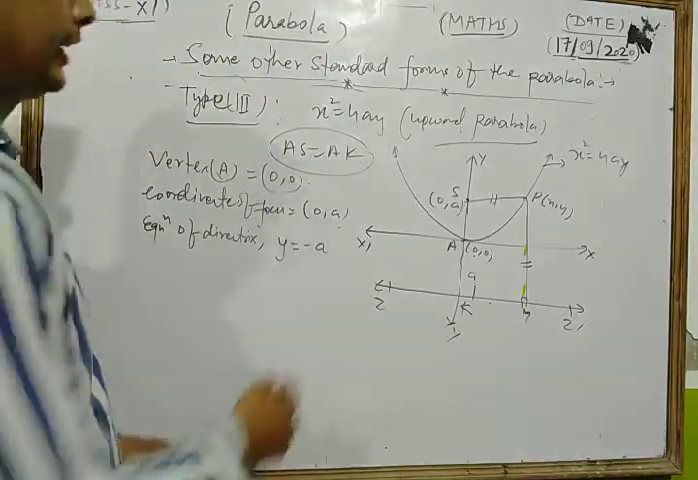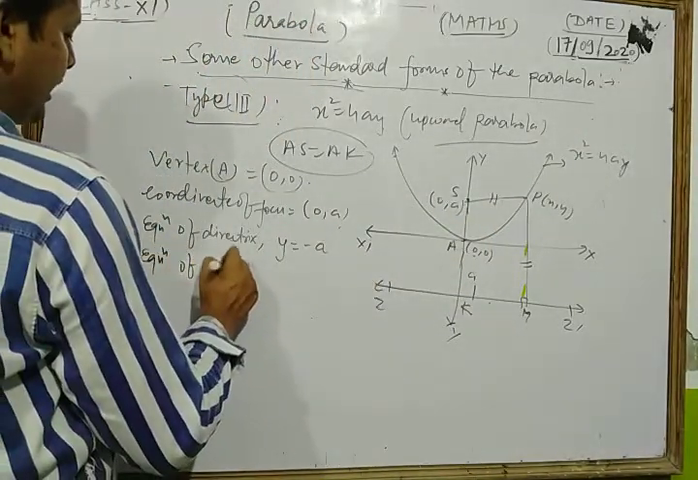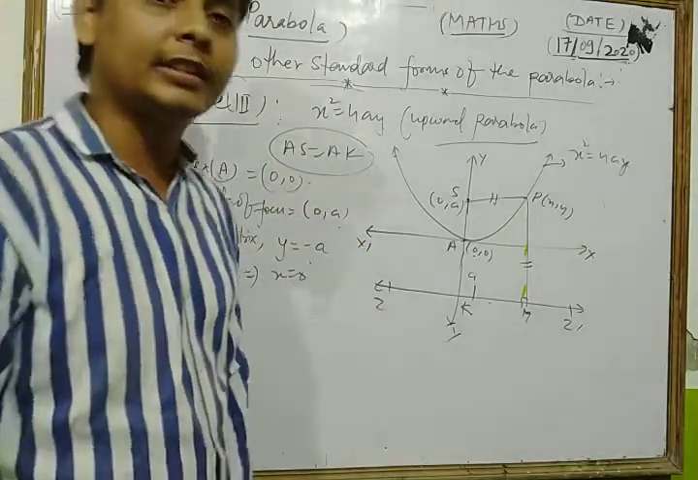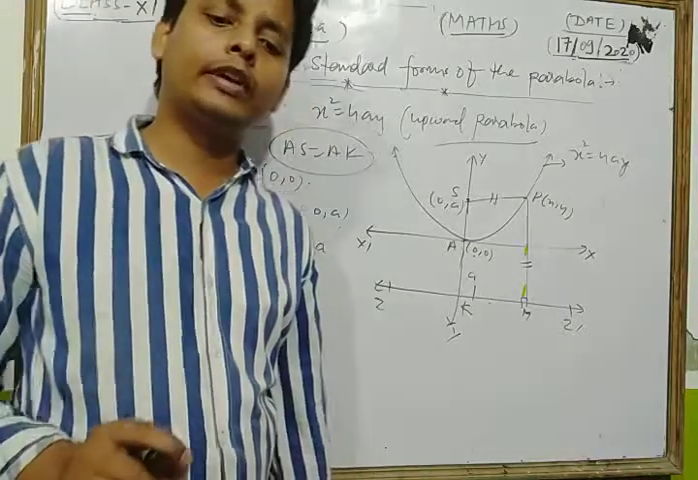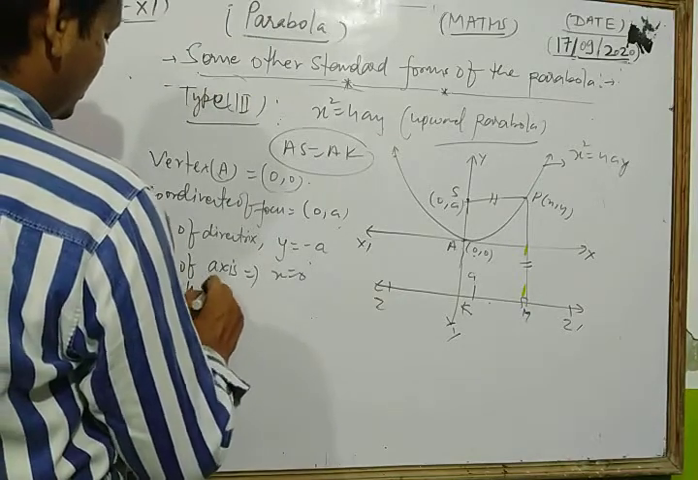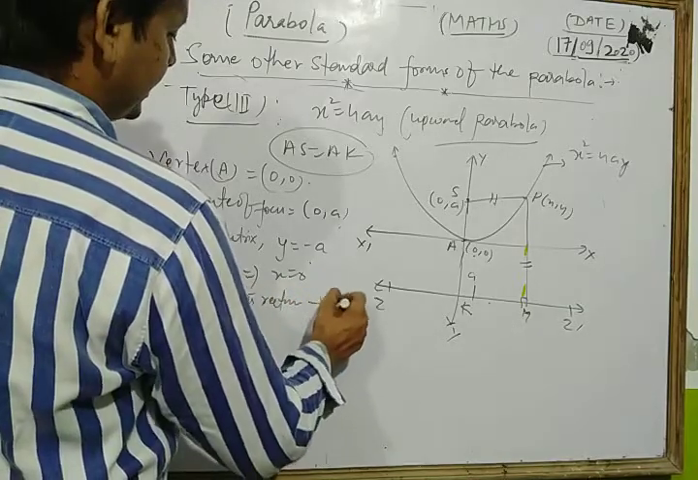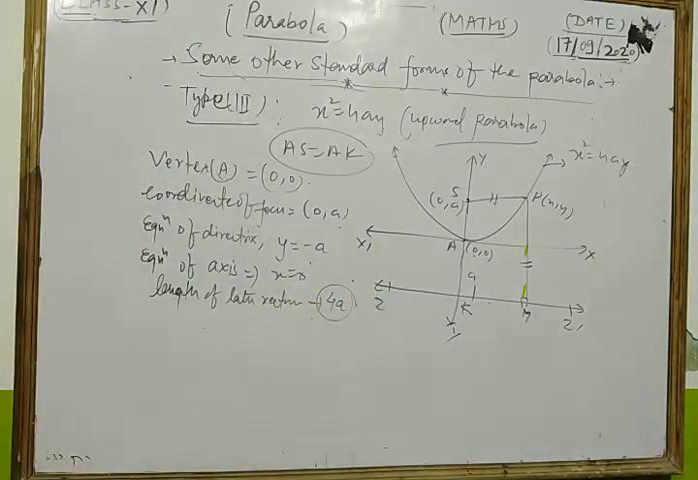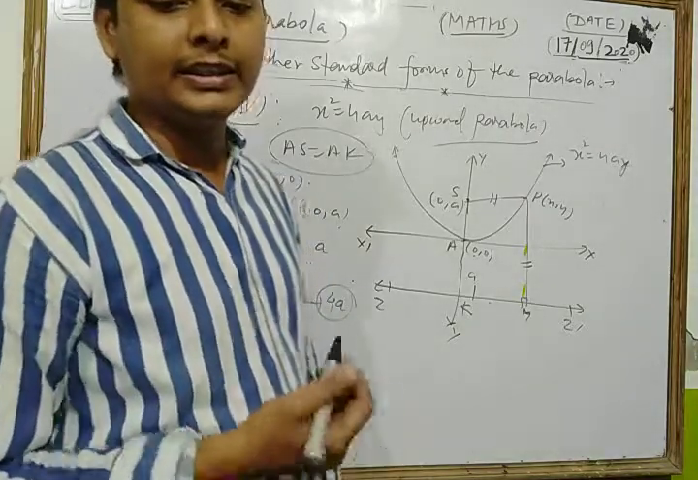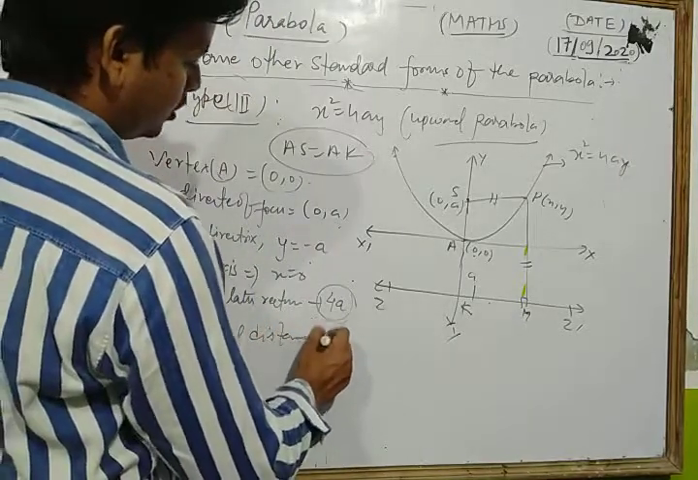Second one, equation of the axis. Here this parabola is formed on the y axis, so the equation of axis is x equal to 0. Another important thing is the length of the latus rectum. In each type of parabola, the length of latus rectum always remains constant, it is 4a. And the last one is the focal distance, which is a plus y.